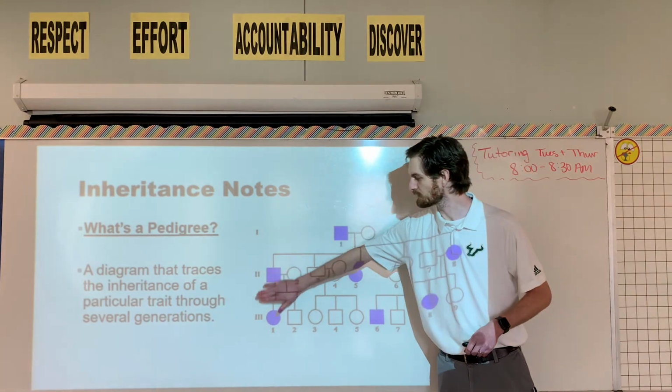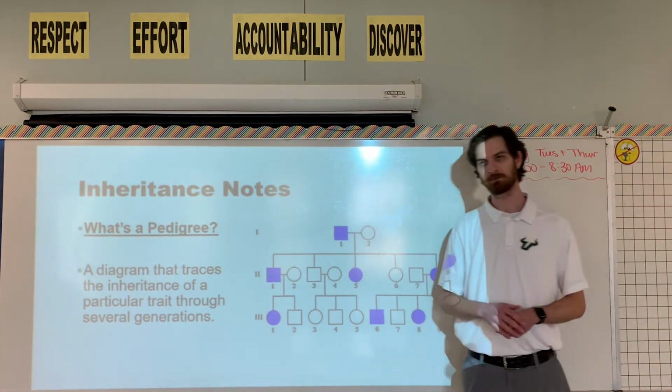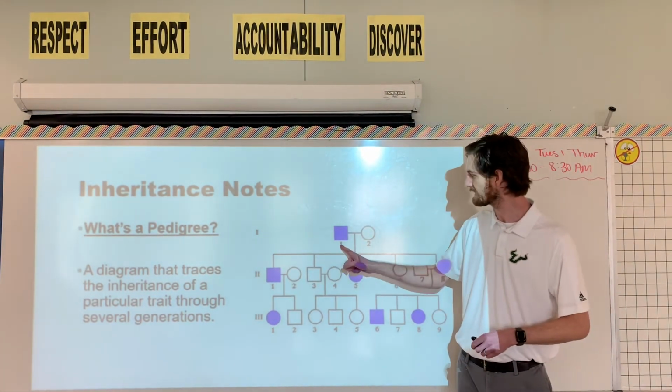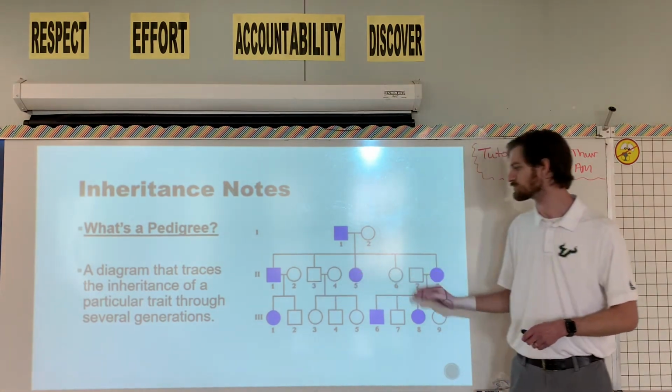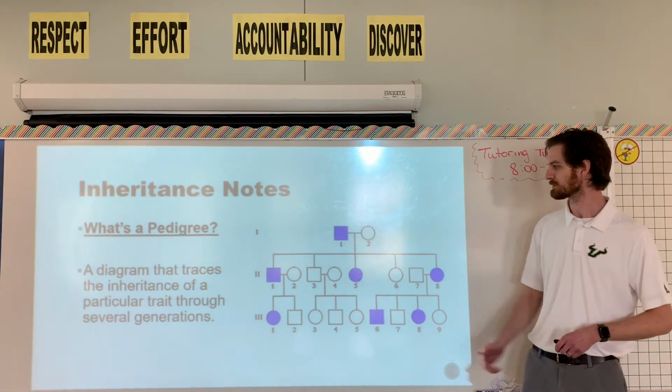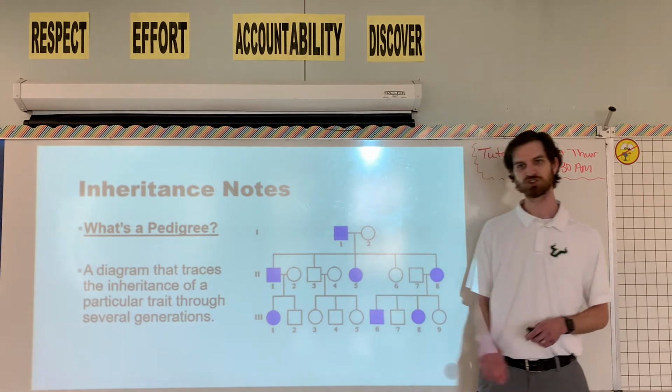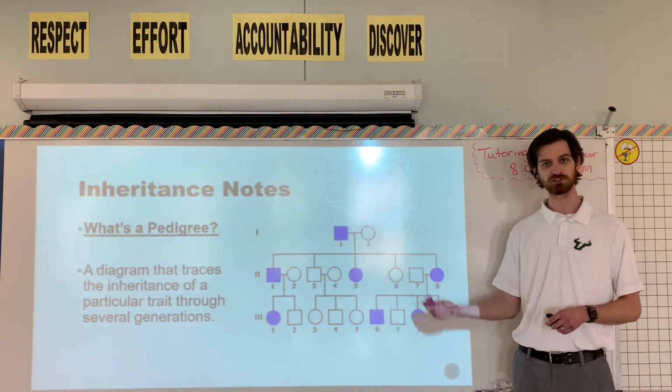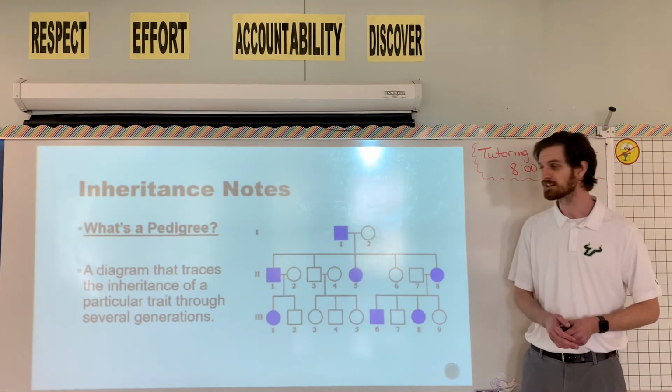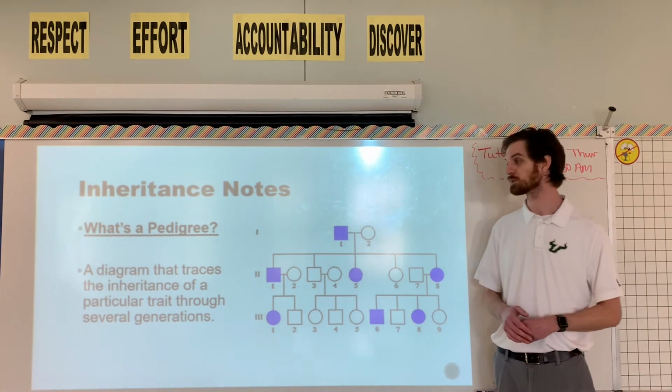The 1, 2, and 3 here on the side in Roman numerals represent which generation it is, and then the numbers underneath each individual represent their birth order. Sometimes they restart them with every generation, sometimes they keep it as one continuous flow. It doesn't really matter either way, just pay attention to what they're doing on each chart.